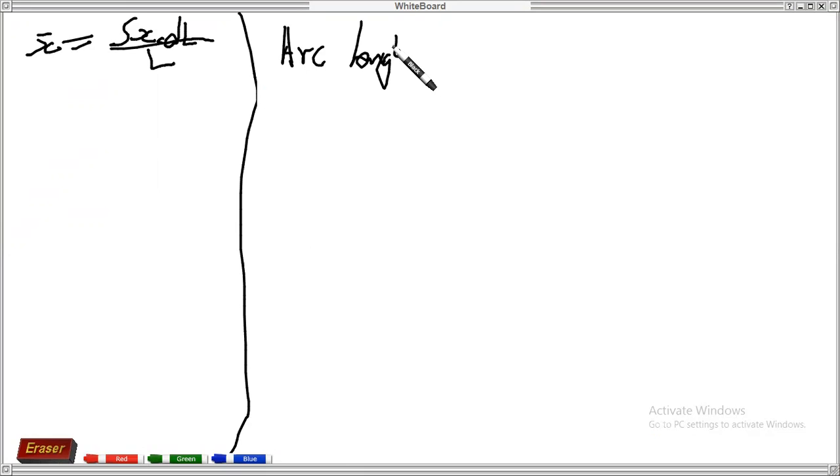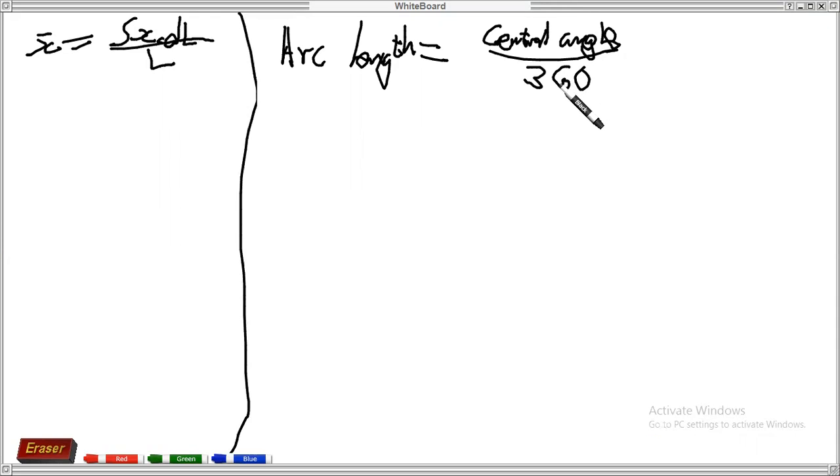When you're calculating arc length, what they probably told you is to make use of the central angle. The central angle divided by the degrees for the entire circle, 360 degrees, times the circumference, which is 2 pi r, if I can recall these things.